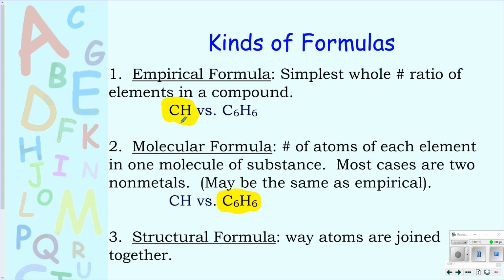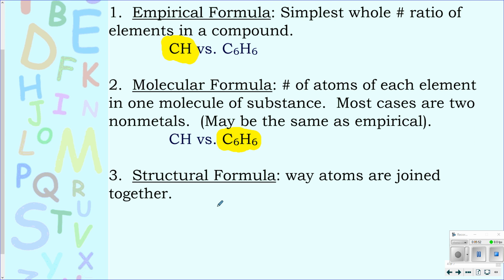one hydrogen. A molecular formula is going to show the number of atoms of each element that you have in one molecular substance or one compound. In most cases, you're working with nonmetals, and sometimes your empirical and molecular formulas are the same. And we'll look at an example of these in just a moment. So again, we're going to look at the same formula, CH versus C6H6. Again, this is your molecular formula because it shows you have exactly 6 carbon and 6 hydrogen. We do not reduce it.